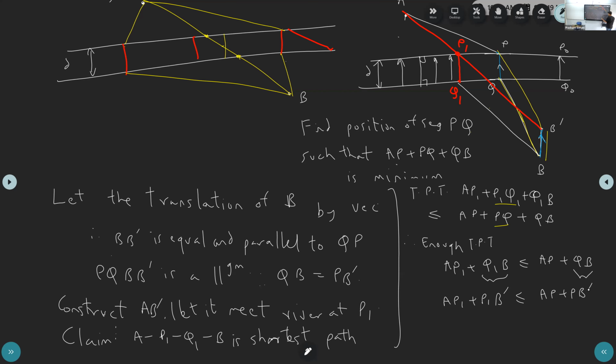Because now if you see the left hand side, AP1 plus P1B dash is just a straight line. So that is equal to AB dash. And so actually what we have is a triangle inequality, right? AB dash is less than or equal to AP plus PB dash, which is true because of the triangle inequality. And again, equality only when P lies on that segment.